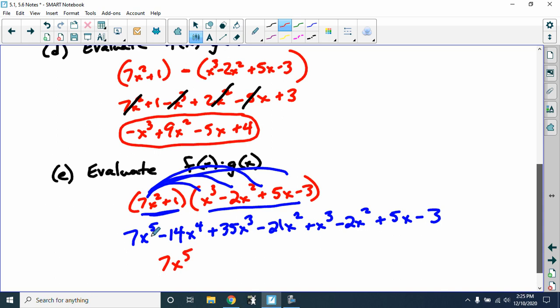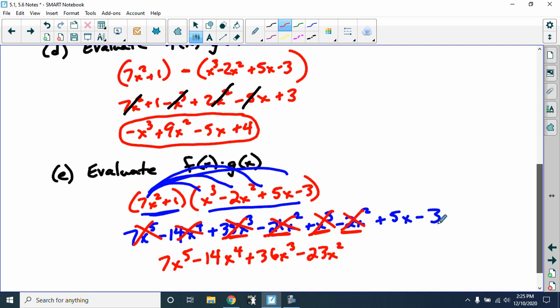7x to the 5th minus 14x to the 4th. Got 35 plus 1 more. I've got 36x cubed. Minus 21 minus 2 is minus 23x squared. Plus 5x minus 3.